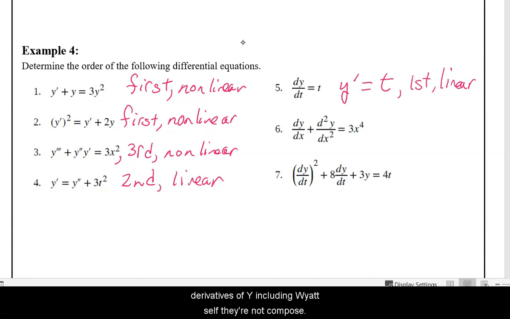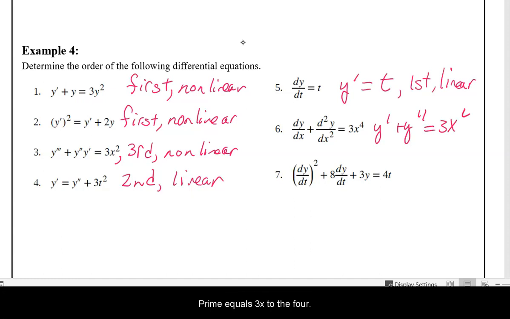They're not composed. What about problem number 6? If you want to write it in the prime notation, you could write y prime plus y double prime equals 3x to the fourth. This would be a second order ordinary differential equation, and it is linear. What about the last one?